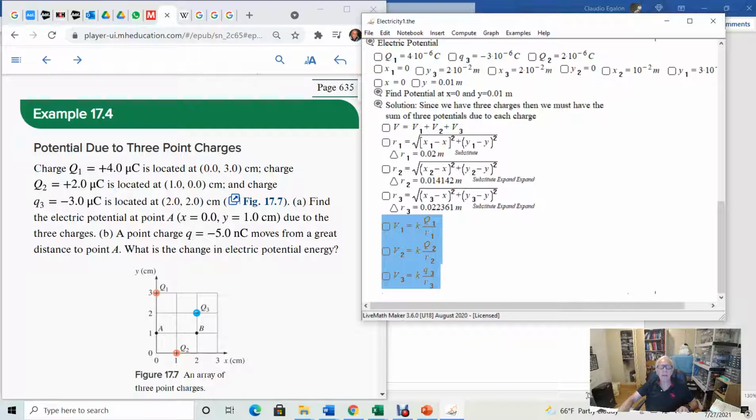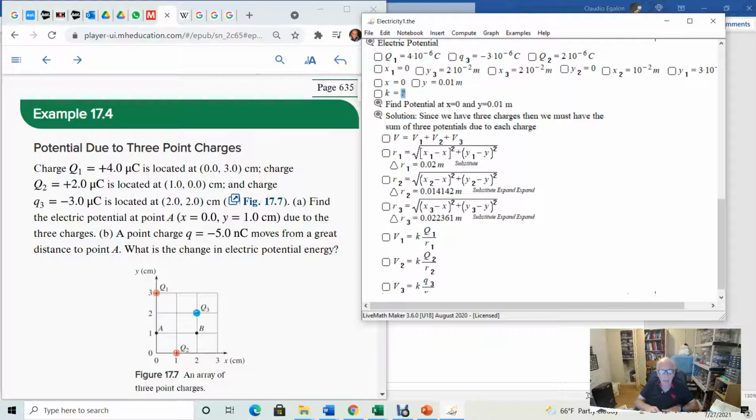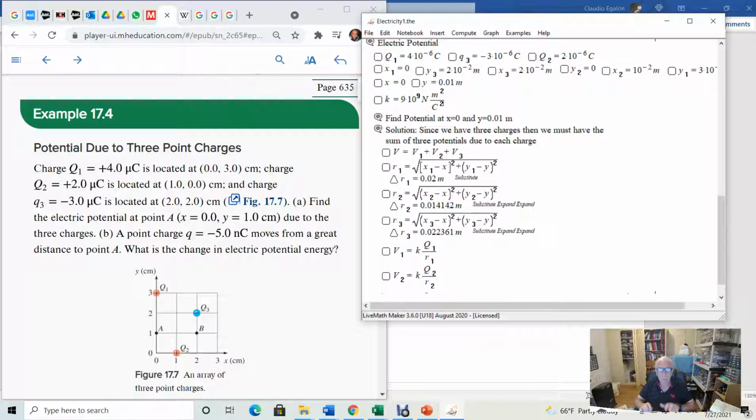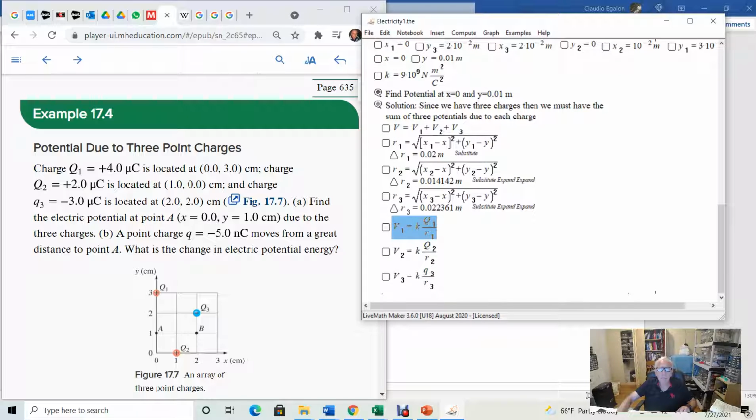V1, V2, V3, right? We know as well that K is 9 times 10 to the 9 Newton meter square over Coulomb square. Gotta remember that. Okay. Go ahead, substitute. Before, I'm not going to substitute R1 yet.